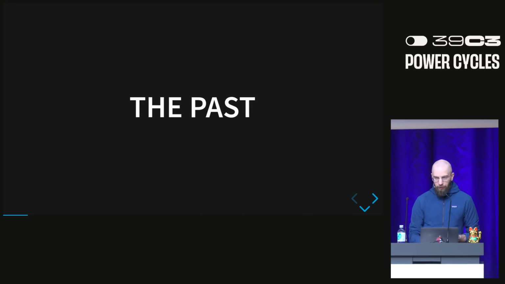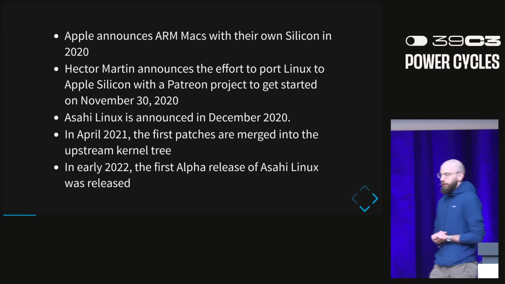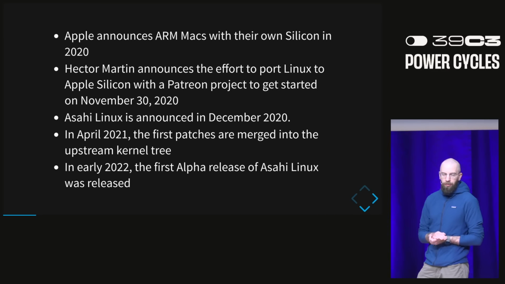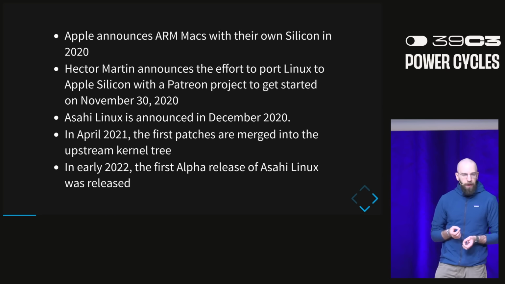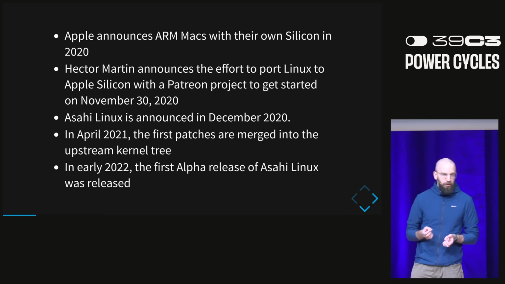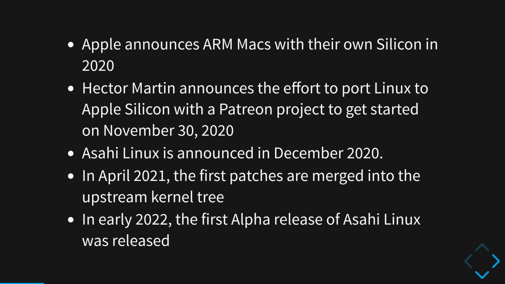So let's get started with the first one. Apple, as many of you probably know, announced back in 2020 that they are going to move to ARM with their own silicon. Marcan, a few days later, announced that he would love to port Linux to these, started a Patreon project so that he could work full-time on this, reached enough funding pretty quickly, and then announced in December 2020 that he would do Asahi Linux.